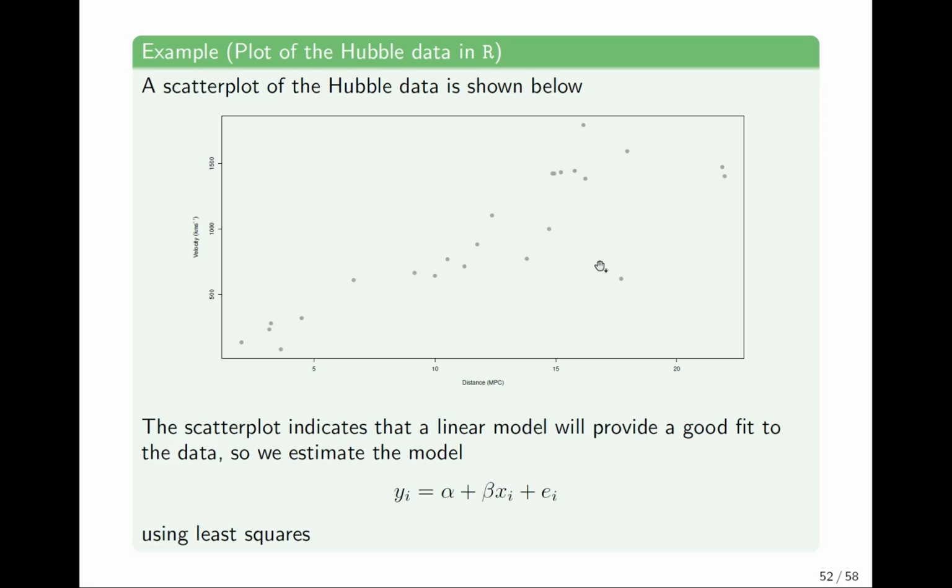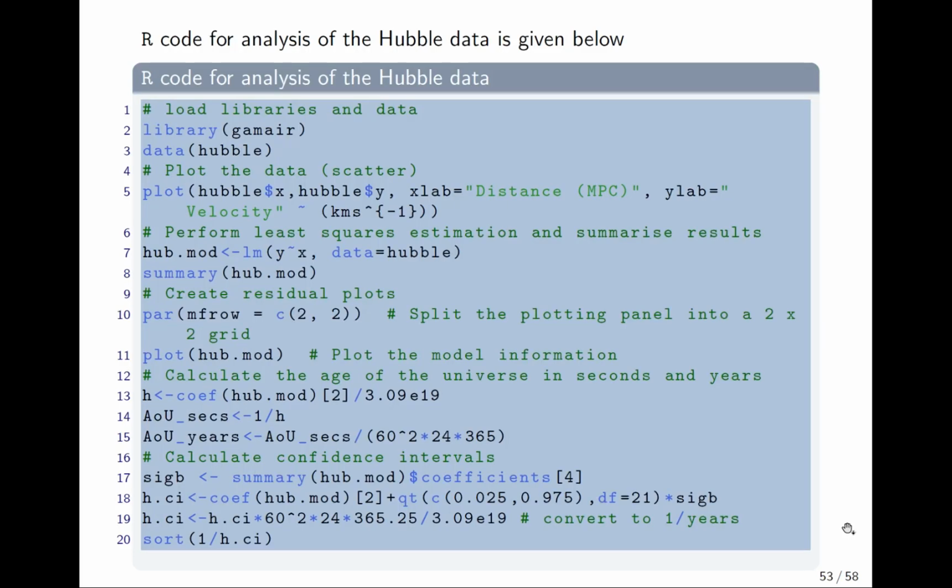And as you can see, it looks to me as if a straight linear model is going to fit the data pretty well. So we're going to estimate the following model: yi equals alpha plus beta xi plus an error term, and we're going to do it using least squares in the way that we have described in the lecture. And here's the R code that we're going to use to estimate the model, and feel free to use this at home, just to see how it works.